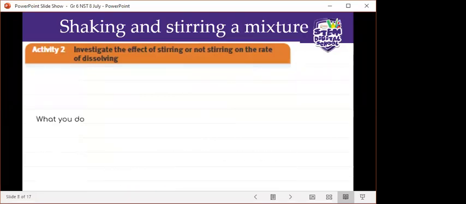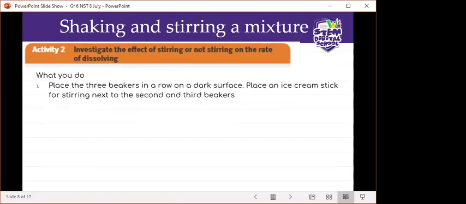This is what we'll be doing. Firstly, we're going to place the three beakers in a row on a dark surface. We place an ice cream stick for stirring next to the second as well as the third beaker.